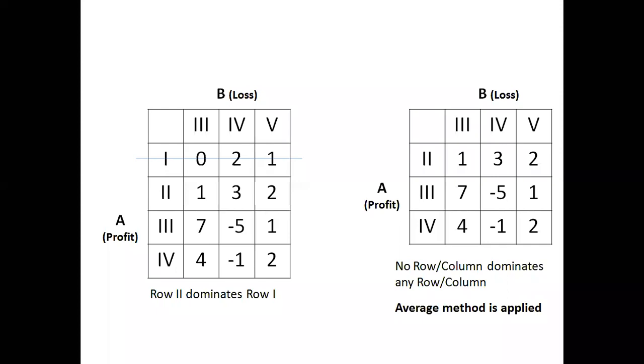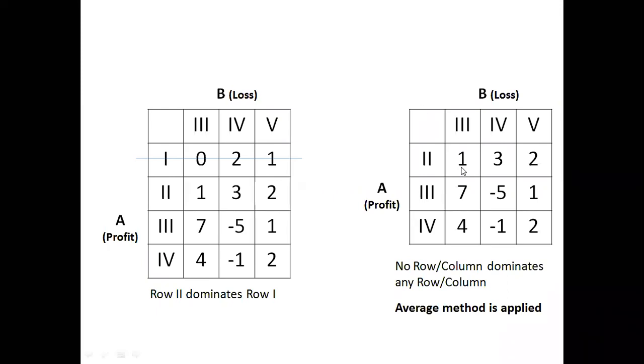Now in this case, if you compare column 3 and column 4, 1 is less than 3, 7 is greater than 5. So column 3 does not dominate column 4. Then column 4 and column 5, 3 is greater than 2, but minus 5 is less than 1. So again, column 4 does not dominate. Column 5 and column 3, you can consider 1 is less than 2, but 7 is greater than 1. The relation should be less than or equal to, or greater than or equal to, in the case of rows.